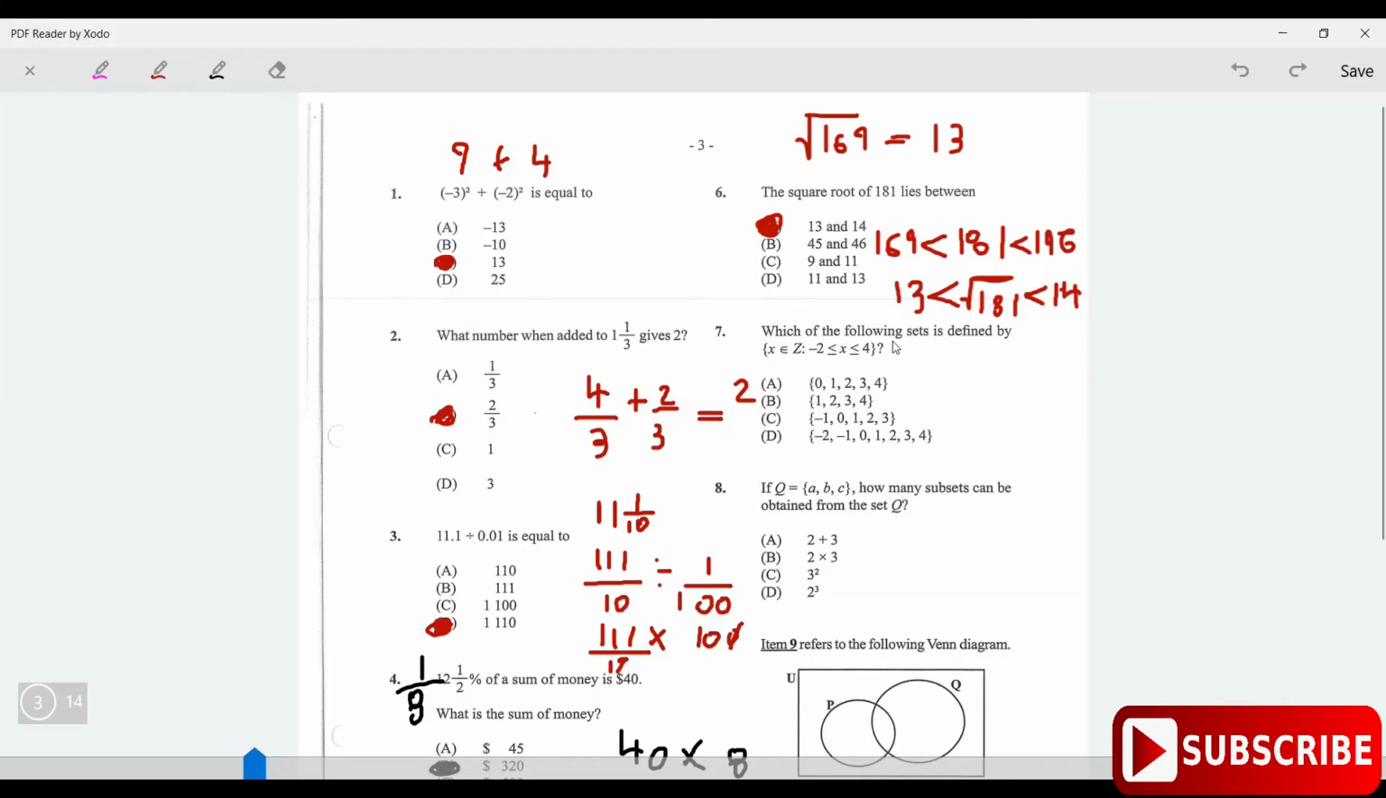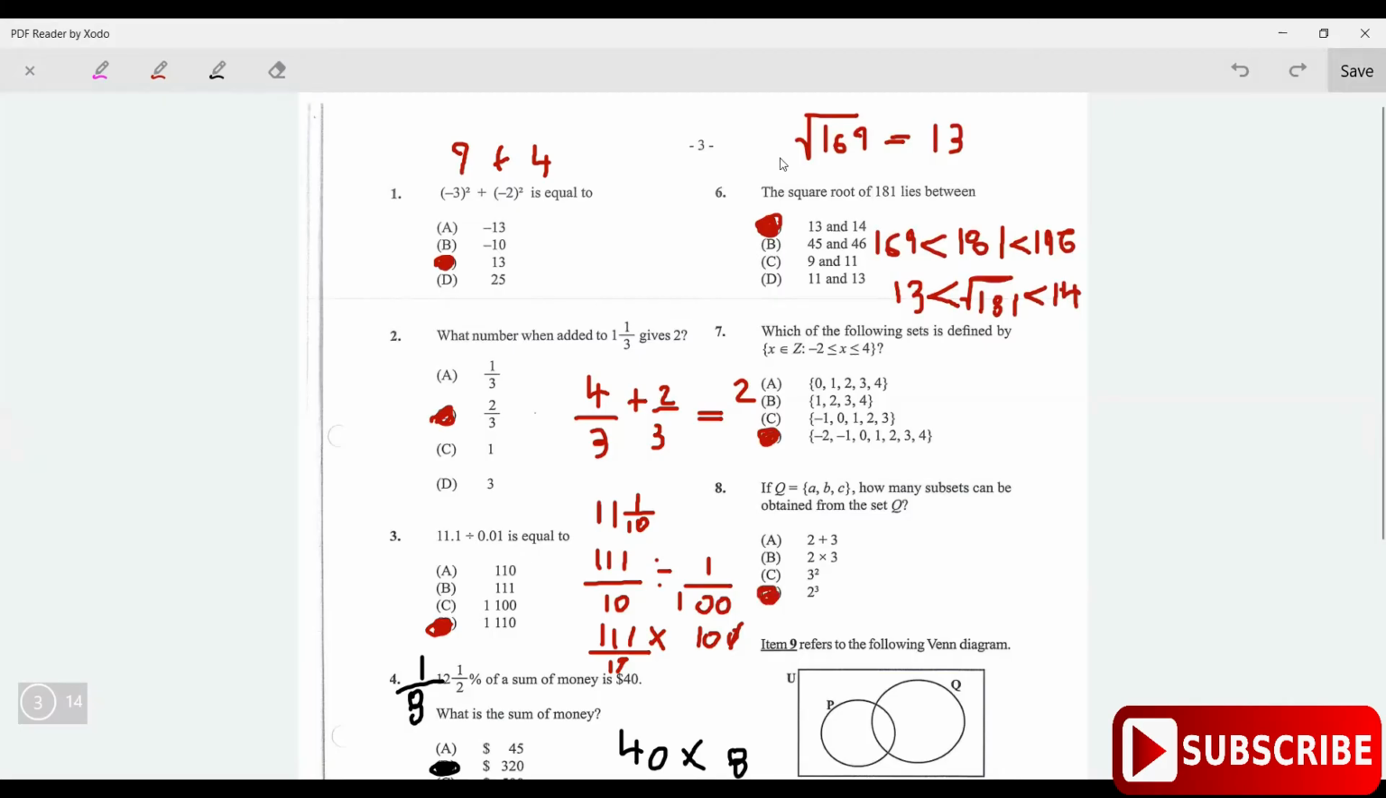All right, which of the following is this set defined by? From negative 2 to 4. So negative 2, negative 1, 0, 1, 2, 3, 4. Easy, soft. Now this question here, question 8 is a repeat. This is 2 cubed. This is a repeat question.